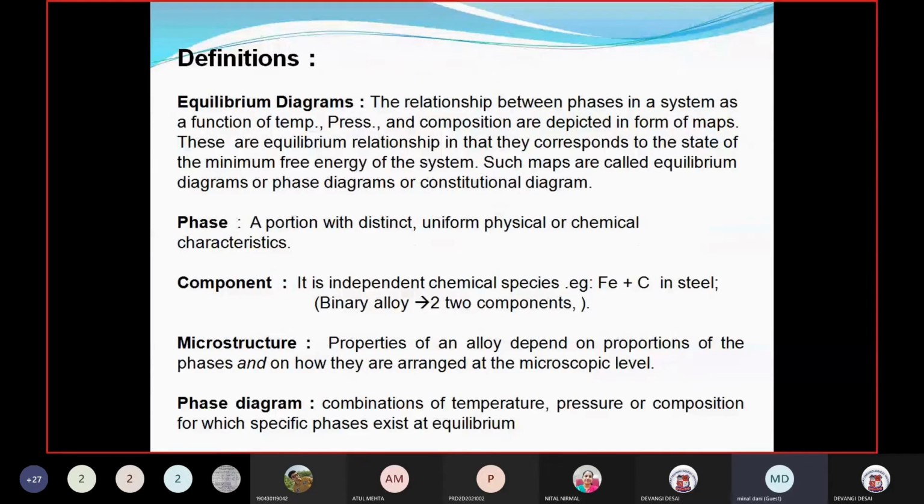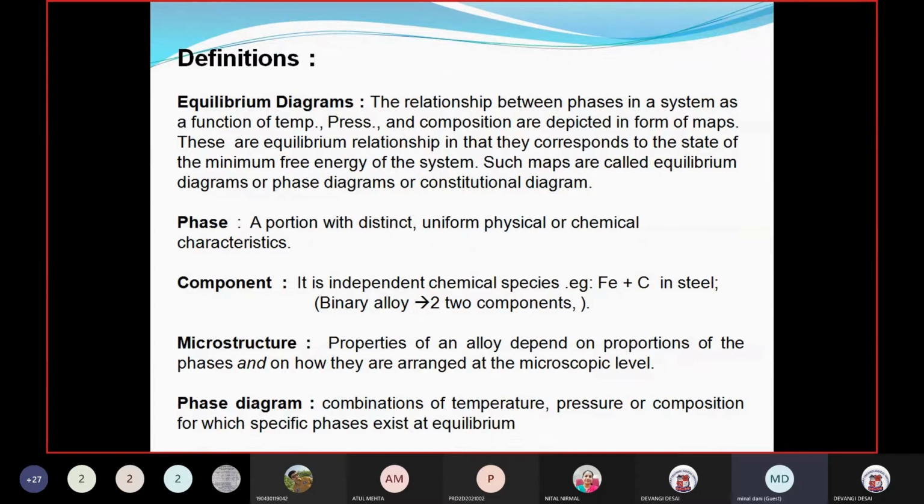I will let you know very briefly what a phase is and what a component is. In the iron carbon diagram, with different phases, you observe different microstructures. The equilibrium diagram, as I have just told you, is the relationship between the phases in a system as a function of temperature, pressure and composition, exactly depicted in the form of a map. This is one type of graph or map, or you can say the backbone for the steel manufacturer.